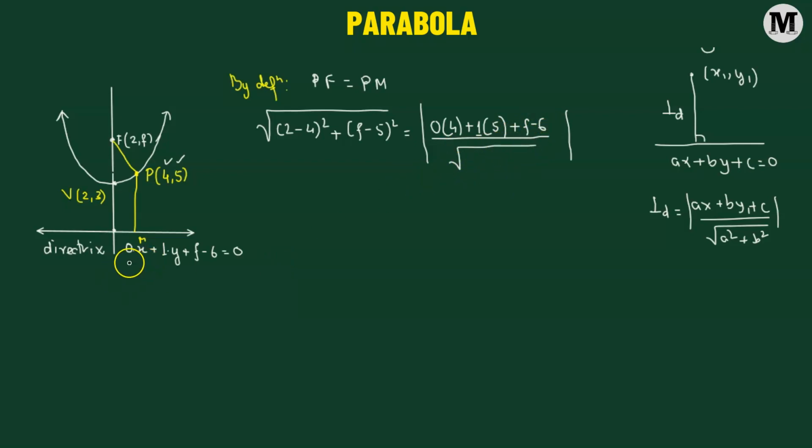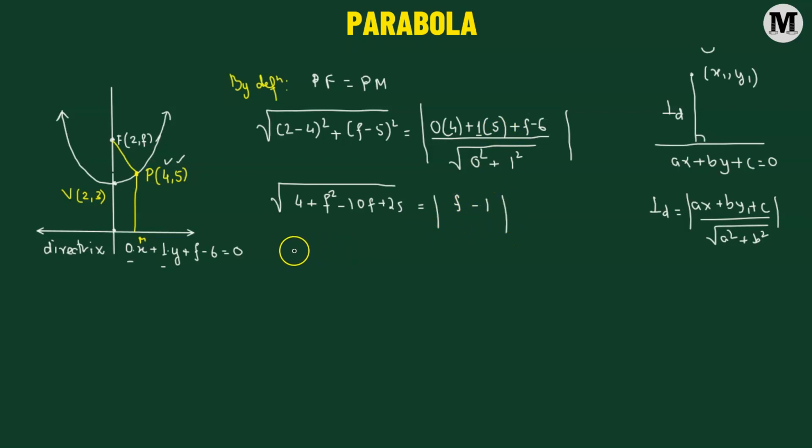divided by the square root of, so here we'll have to take the sum of the squares of the coefficients of x and y. So we have 0 squared plus 1 squared. So let's simplify this. We're going to get square root of 2 minus 4 whole squared, that's going to be positive 4 added to f squared minus 10f plus 25. So this will be equal to the absolute value of f minus 1 divided by 1.